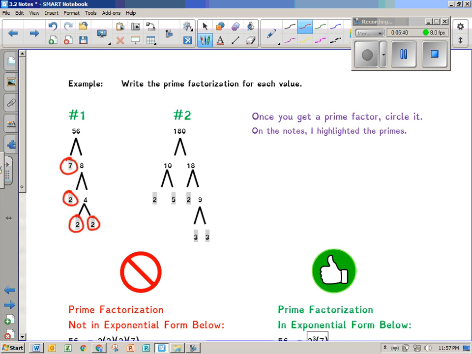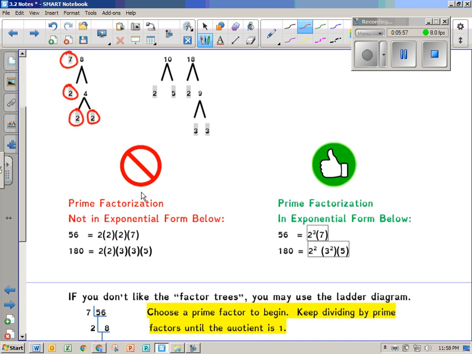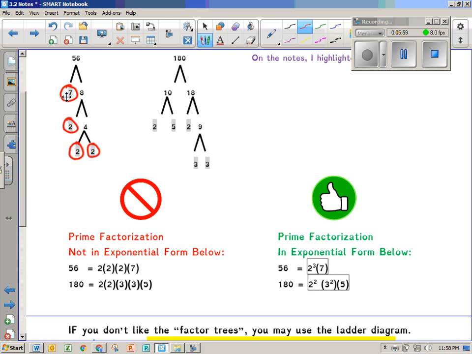So we'll just jump over number 2 for a second, and let's scroll down and talk about how you're going to write it. In prime factorization, if you don't write it in exponential form, it looks like this. So in this problem, it was 2, 2, 2, and 7. So all of these are being multiplied together. So you've got 2 times 2 times 2 times 7. Or if you write it in exponential form, which is the way I want you to do it, it'd be 2 to the third times 7.